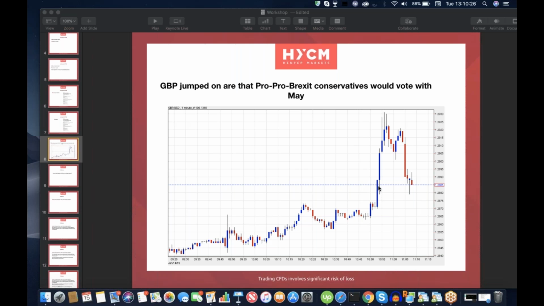And this is the result on the 1 minute chart here. This is as the news came out, on these two candlesticks here. The news came out and it spiked up to 1.2930 on that news. So it's roughly a 50 point spike just on that news.